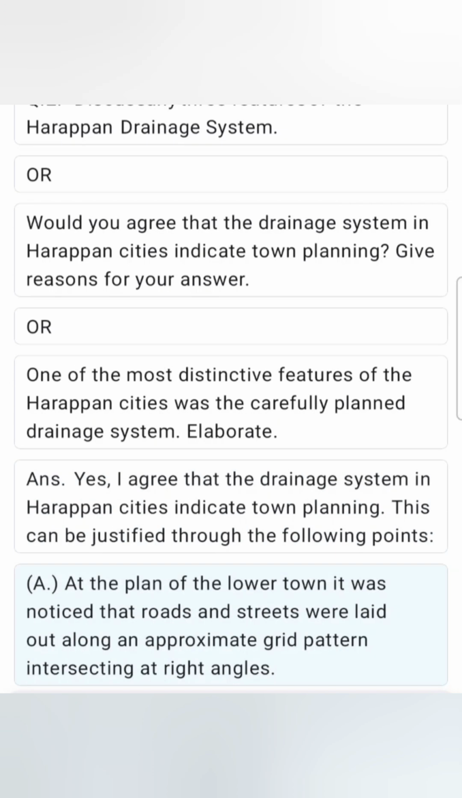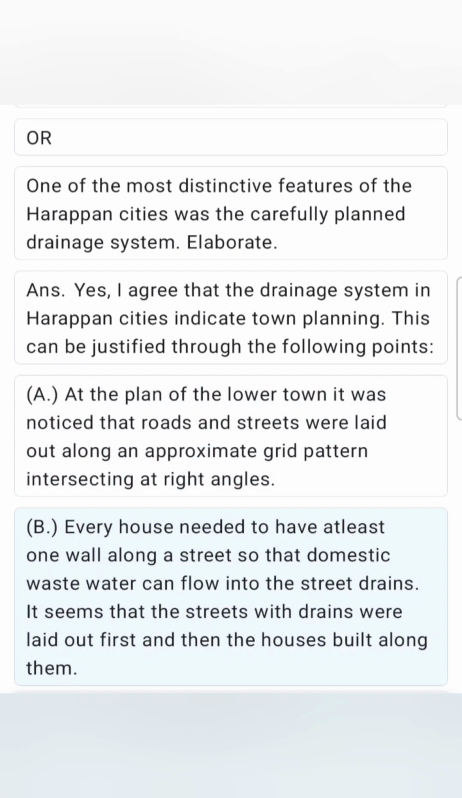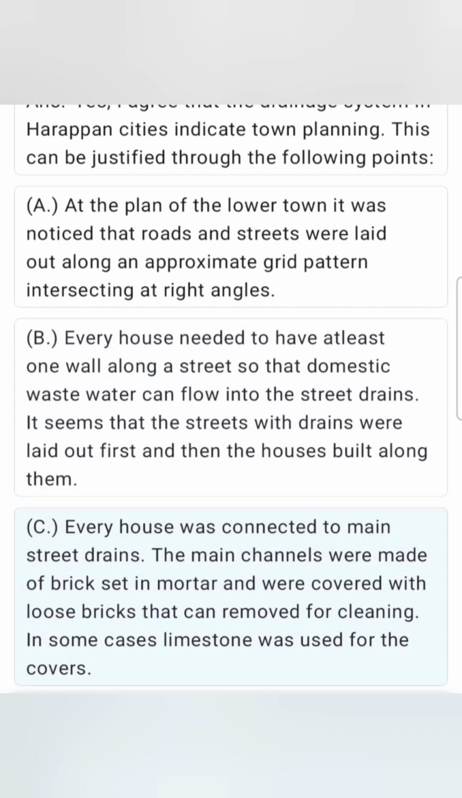A. In the plan of the lower town, it was noticed that roads and streets were laid out along an approximate grid pattern, intersecting at right angles. B. Every house needed to have at least one wall along a street so that domestic wastewater could flow into the street drains. It seems that the streets with drains were laid out first and then the houses built along them. C. Every house was connected to main street drains.